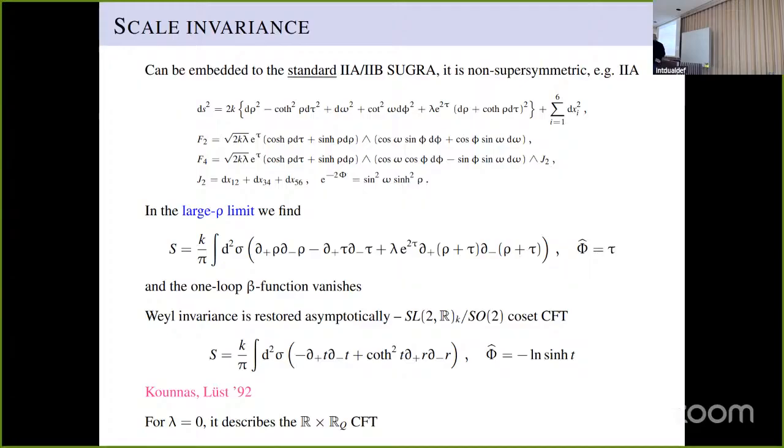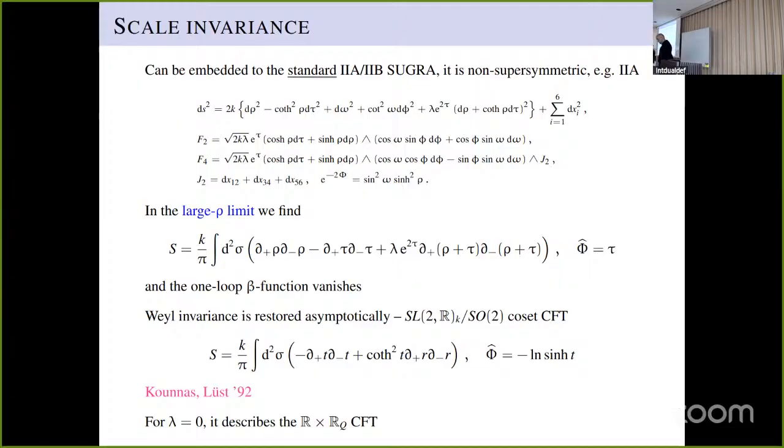Here, conformal invariance is restored asymptotically, and one can find some kind of coordinate transformation. But this is equivalent to SO(2) coset CFT. And of course, this rewriting is for lambda different than 0. For lambda equals 0, this is just a scalar times a linear dilaton.